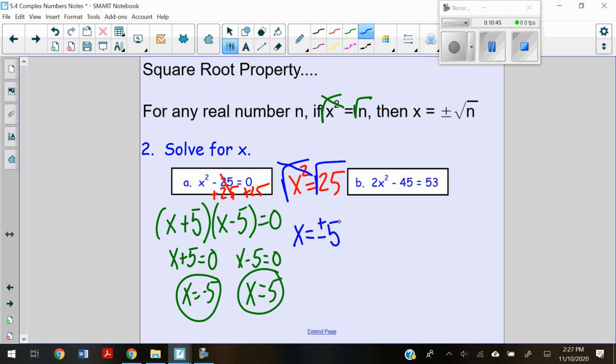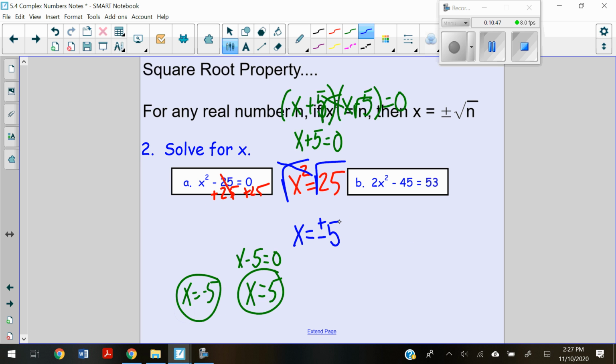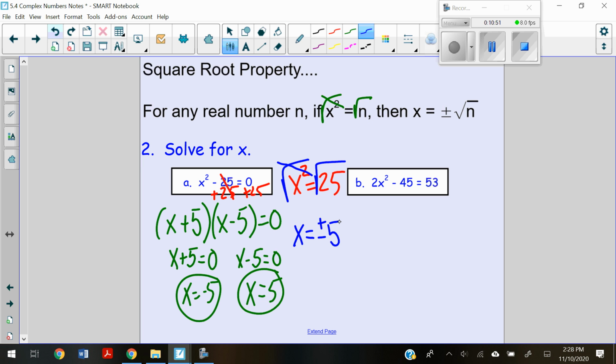And here's why. The green one is part evidence of why we say the positive and then the negative. But also think about it this way. 5 times 5 is 25, but negative 5 times negative 5 is also positive 25. So that's why we have to have the positive and the negative. So two ways to look at it here to make sure you get the same answer. If you're doing it this red and blue way, please make sure that you put plus minus 5.